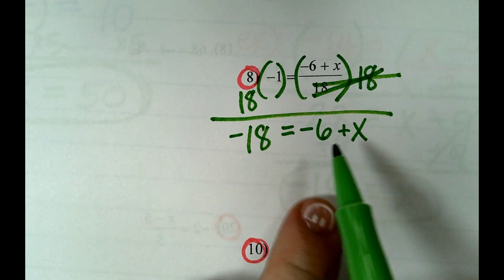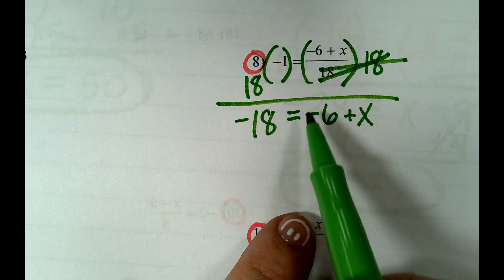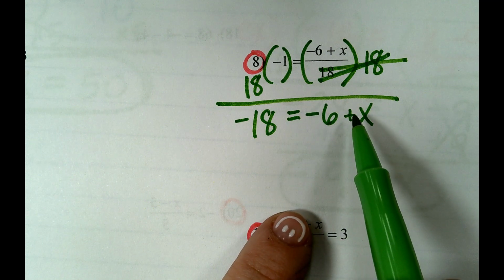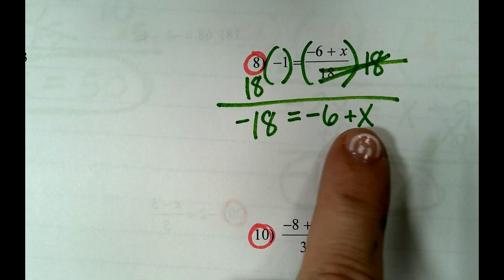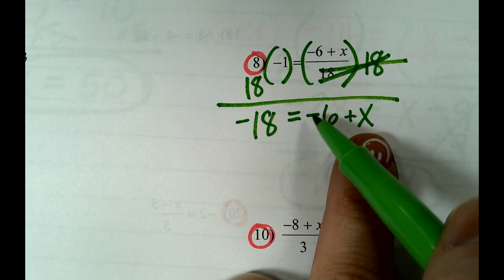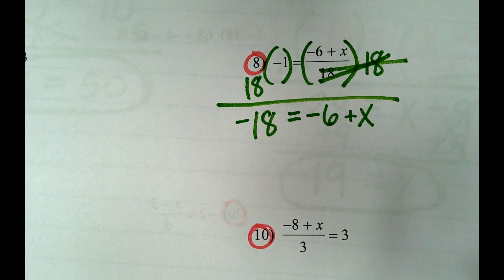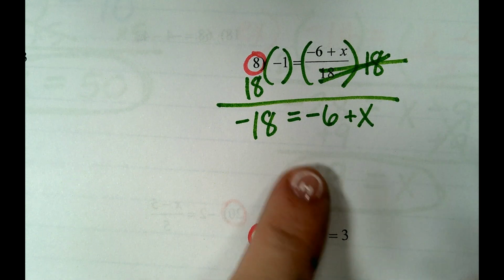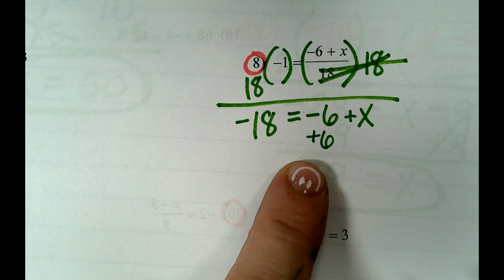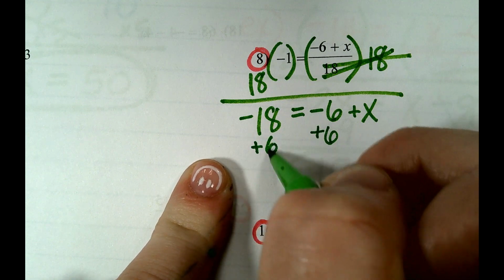But the thing that I think makes it a little bit less confusing is to just look at whatever sign is right in front of the number. I have negative 6 and I have x. I want x to be by itself, so I just need to get rid of negative 6. And negative 6 plus 6 is 0, so that would get rid of it for us, right? So we're going to add 6 here, and we're going to do the same thing to negative 18.